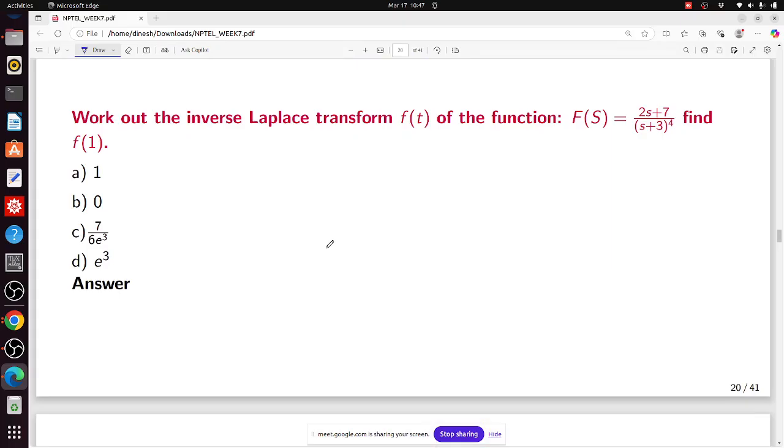So coming to the next problem, work out the inverse Laplace transform of f of t, where f of s is given by (2s plus 7) by (s plus 3) to the power 4. Find also f of 1.